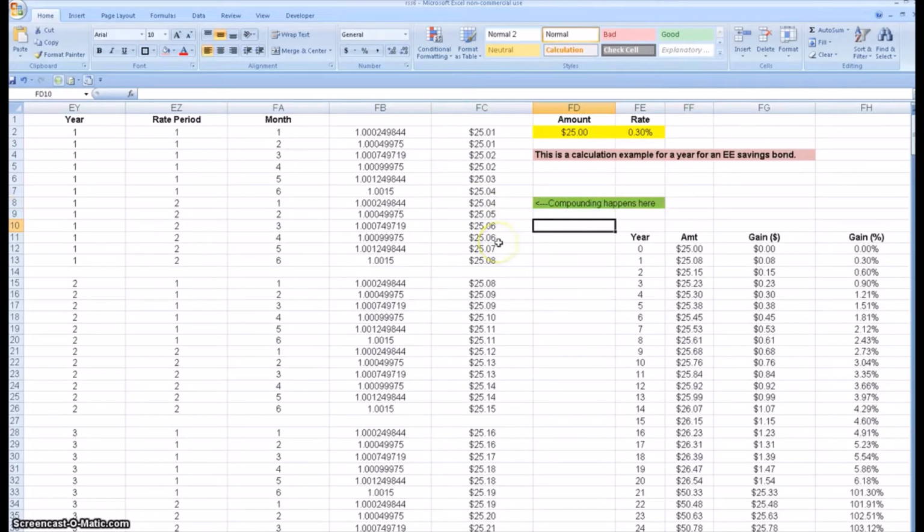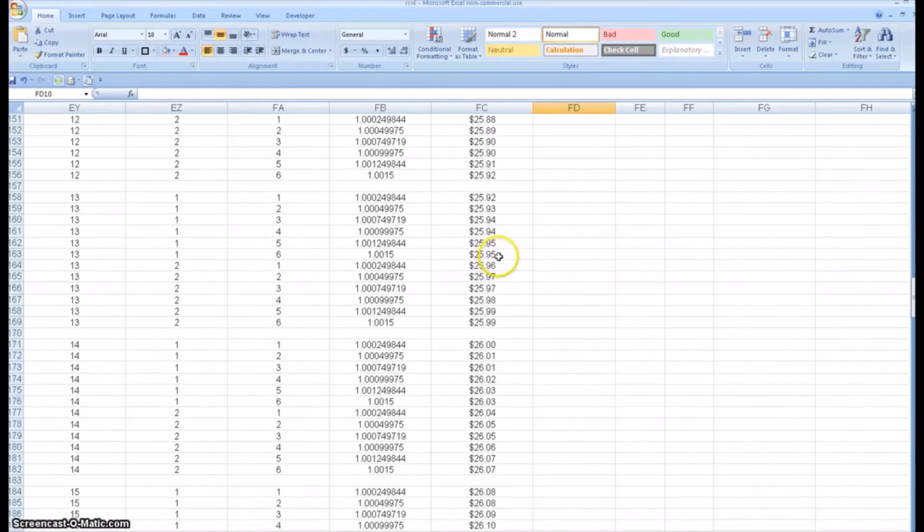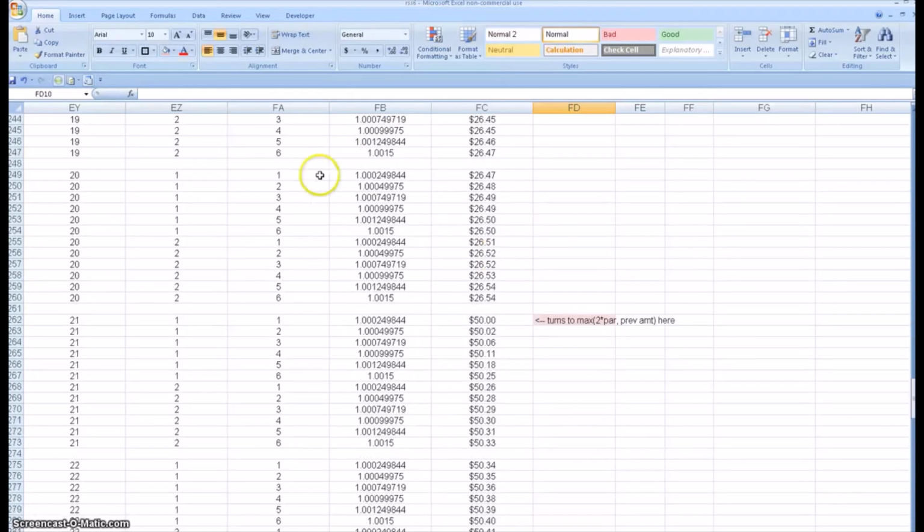You can do that for 20 years down the road. So say you do that for 20 years. I'm scrolling down, and what happens at the end of the 20th year? Look at the value. It's $26.54. So in 20 years, your $25 became a whopping $26.54 because the rate's so low. But what the Treasury does, currently at least, is if that value is less than 2 times the original face value, so less than 2 times $25 or $50, they'll automatically double it to get to $50.